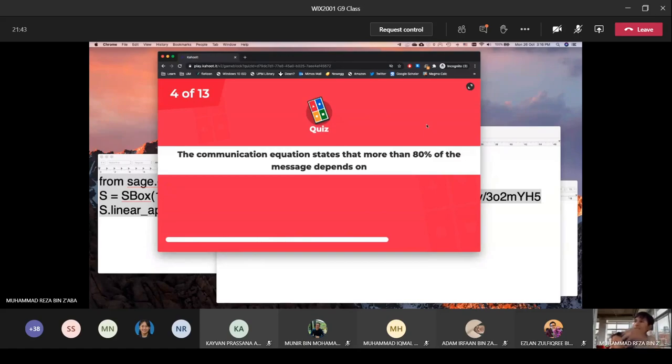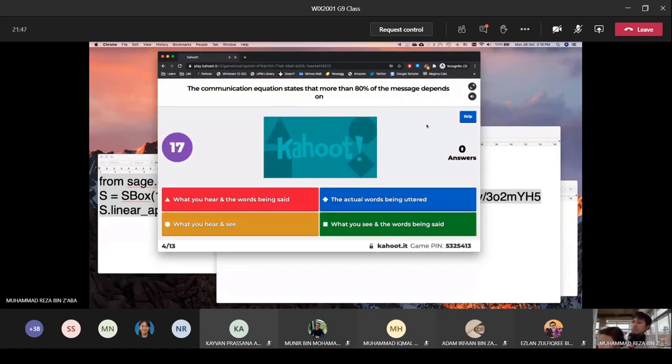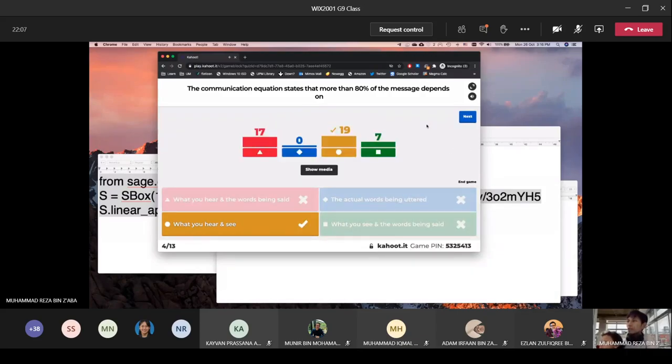Okay. 80% of the message depends on what? What you hear and the words being said? The actual words being said? What you hear and what you see, or what you see and the words being said? So which one of these? According to the information from the slide, the majority of the message comes from what you hear and what you see, and not on the actual words that will be uttered by the person giving his thoughts or his opinion. Right.